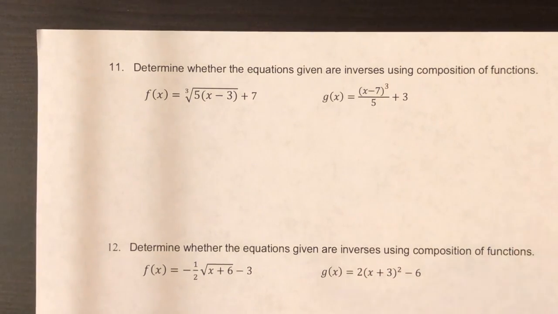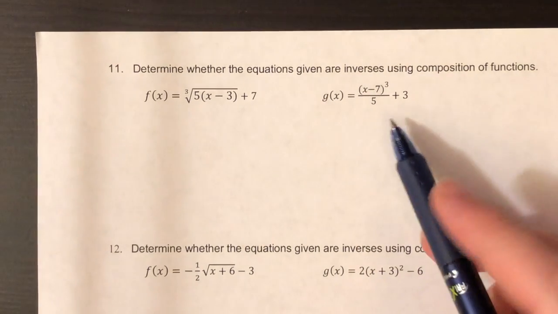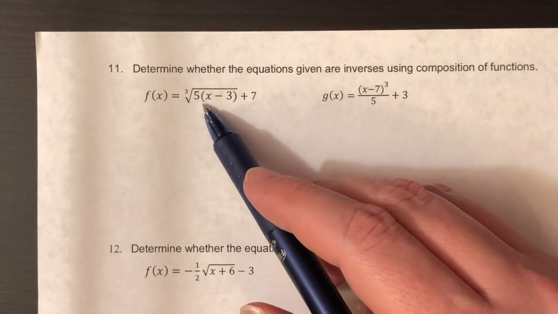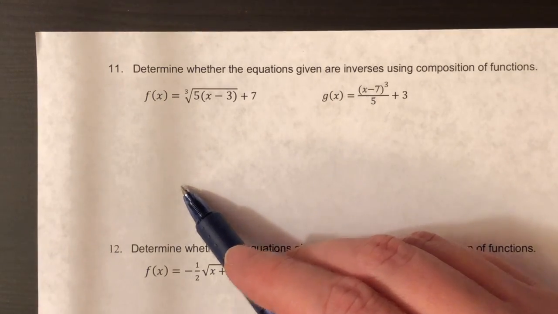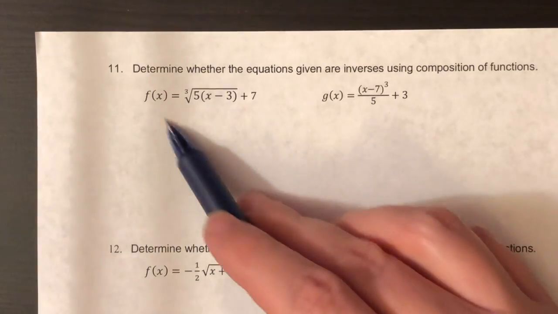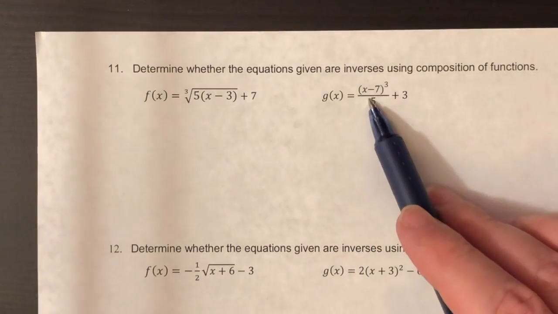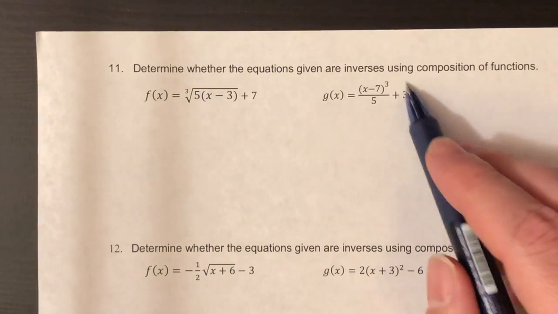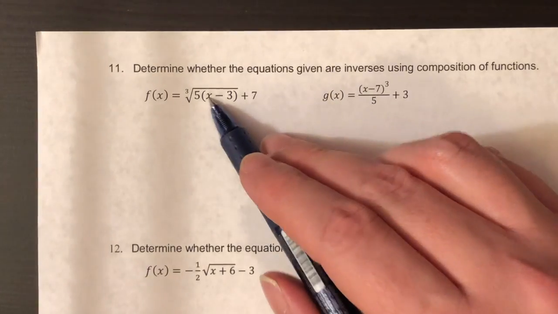Problem 11 is asking us to determine whether or not these are inverses by using composition of functions. Composition of functions is where we take one of these functions and insert it in for x in the other function and simplify it down, seeing if we get to just x. If we do, we then put the other one in for x and simplify it down as far as we can.